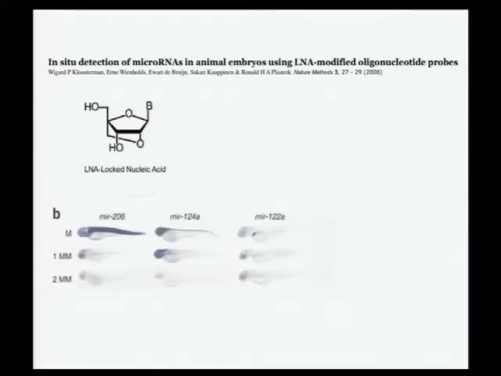And in this case, he used in situ hybridization to identify microRNAs in zebrafish. MicroRNA 206 is expressed in the muscle. This is the muscle of the zebrafish. If you have one mutation in the locked nucleic acid oligomer, you see very little to no signal anymore. MicroRNA 124 is only expressed in the brain. Indeed, this is the brain of the zebrafish.